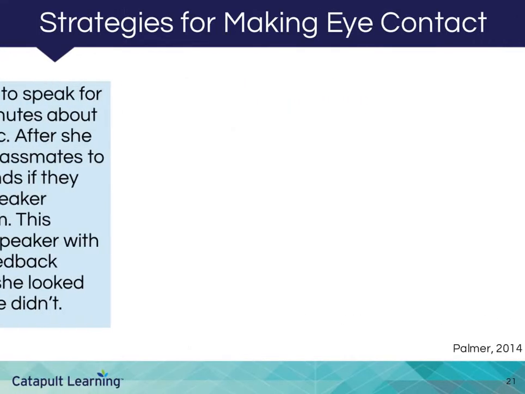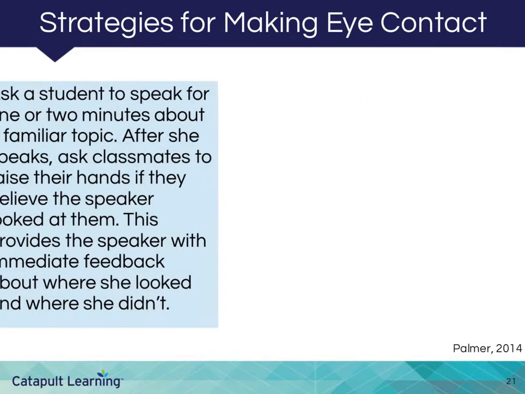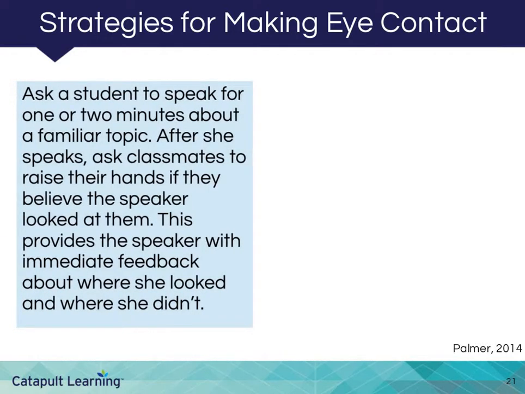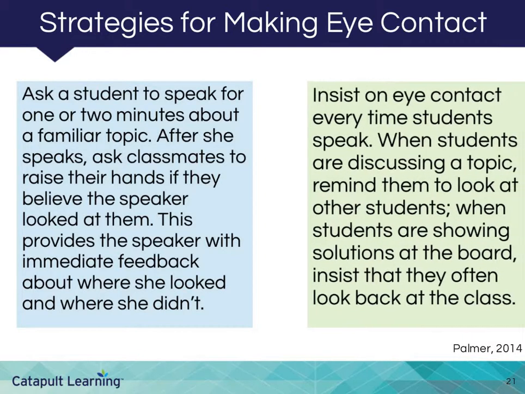So how do we teach students to visually engage each listener? Here are two options. Ask a student to speak for 1 or 2 minutes about a familiar topic. After he or she speaks, ask classmates to raise their hands if they believe at some point the speaker looked at them. This provides the speaker with immediate feedback about where they looked and where they didn't.